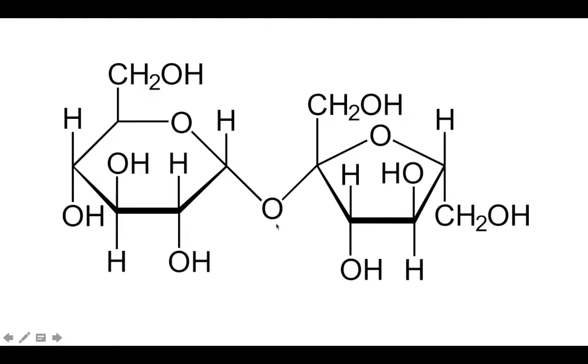Carbohydrates, hopefully you recall, are connected to each other by what are called glycosidic linkages. It kind of looks like they're holding hands by this oxygen atom here. This is the glycosidic linkage. What we're looking at here is sucrose, or table sugar, which is a disaccharide. It is a dimer of glucose and fructose.